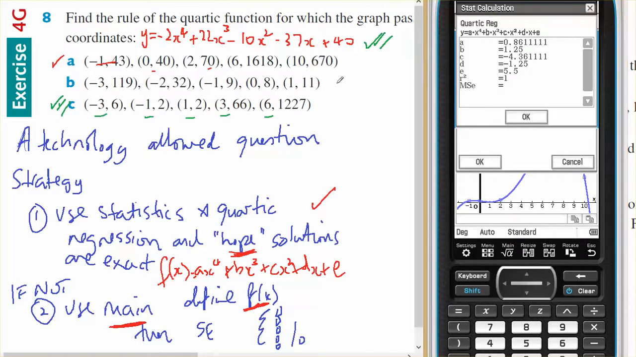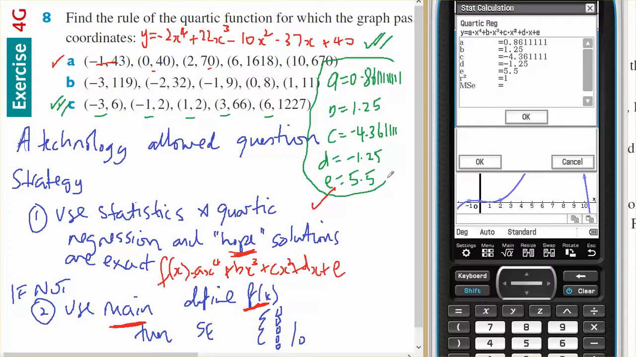So I've got A equals 0.86, and that looks like repeating ones. B is 1.25. C is -4.361111. D equals -1.25, and E equals 5.5. Now, these answers are in decimal form because statistics will only ever give them to you in decimal form. This is okay because that's 1 1/4 or 5 on 4. This is -5 on 4. This is 11 on 2, and they're exact.